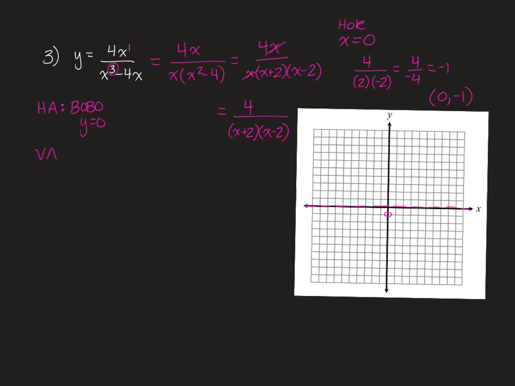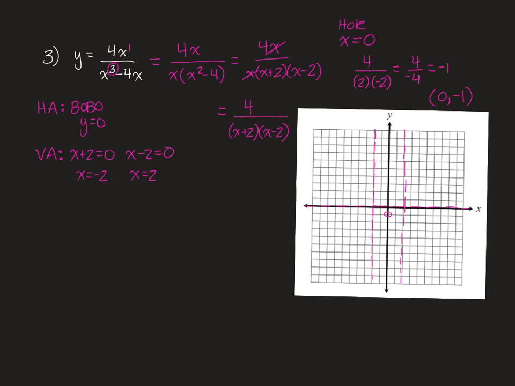Next, let's find vertical asymptotes. In the simplified form, set each factor in your denominator that didn't cancel equal to 0, and then solve for x. So we get -2 and +2. So we have 2 vertical asymptotes at -2 and +2.